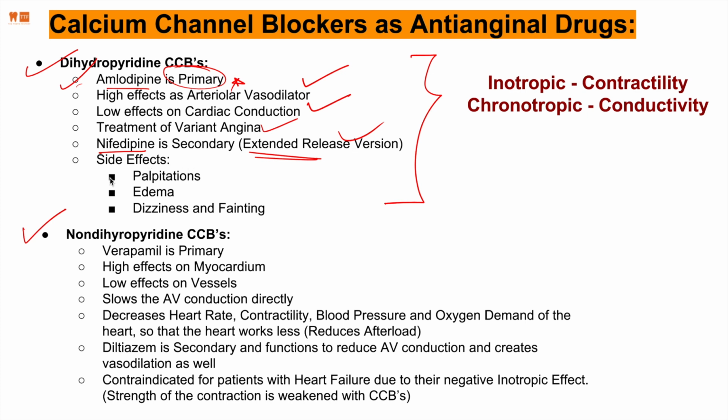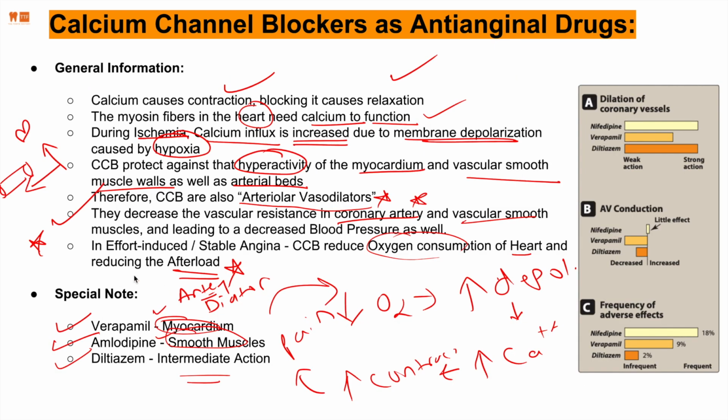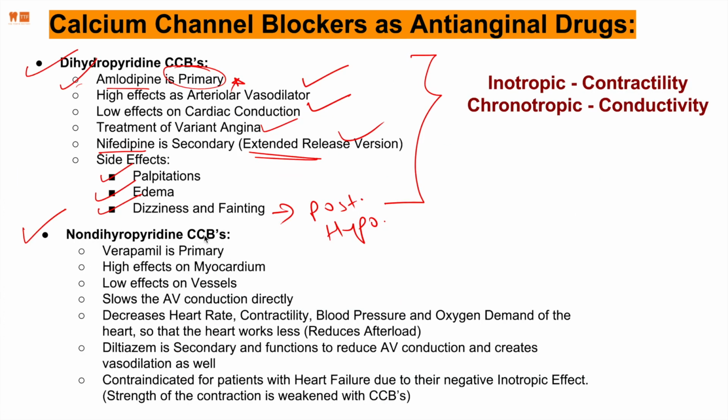Side effects are very similar to the other ones: palpitation, edema, dizziness, and fainting. This is normally due to postural hypotension. Okay, it decreases blood pressure as we just talked about, and postural hypotension can cause dizziness and fainting. Then comes non-dihydropyridines, which is verapamil and diltiazem.